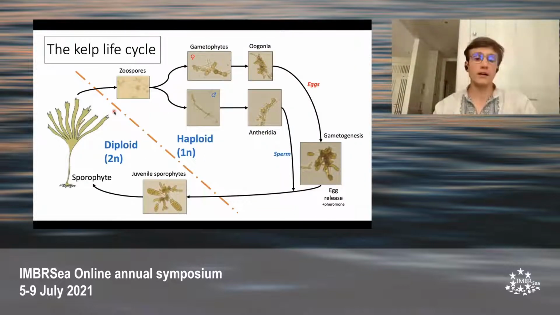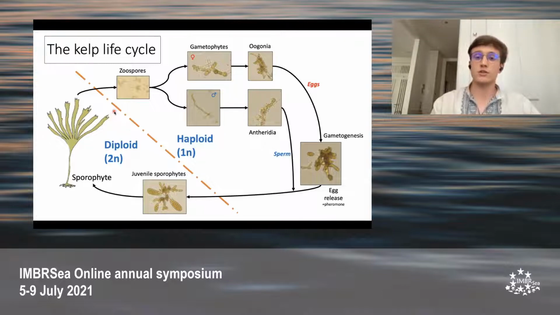So looking at the life cycle of kelp, it's distinct between two phases. So first, there's the diploid phase with sporophytes, which are the large mature algae. And these sporophytes release zoospores, which are haploid and then differentiate into either male or female gametophytes.